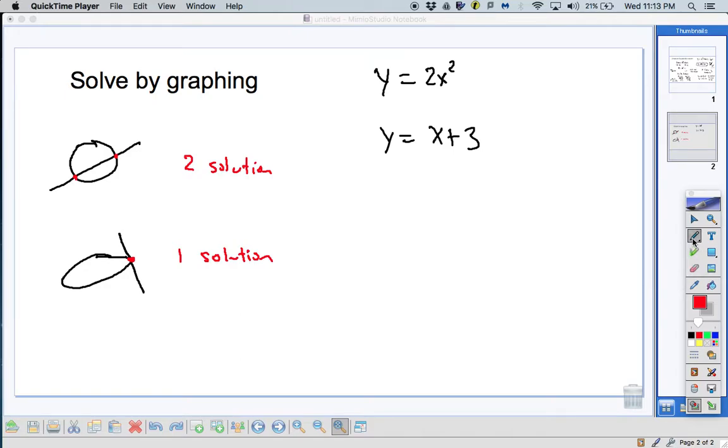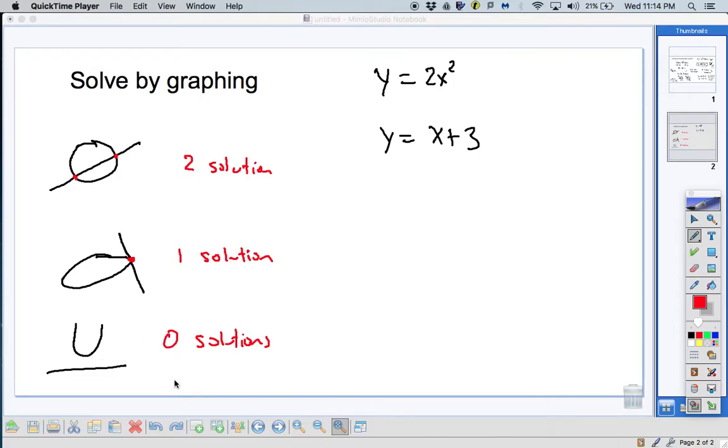And there's one other case. This time I'll go with our standard parabola, and my line doesn't touch at all. And now we have zero solutions. So this is our case for zero solutions. Okay, and sometimes you use the quadratic formula in this case.